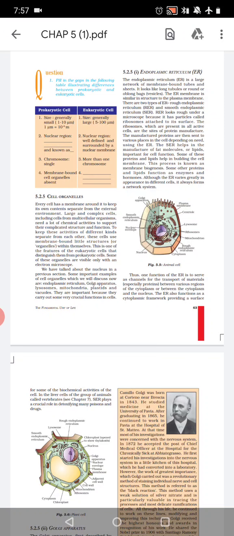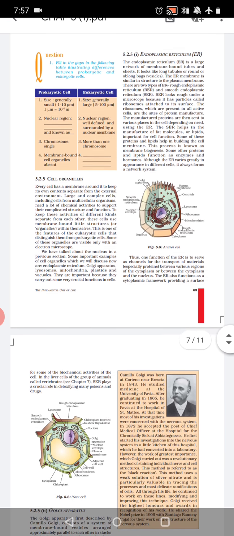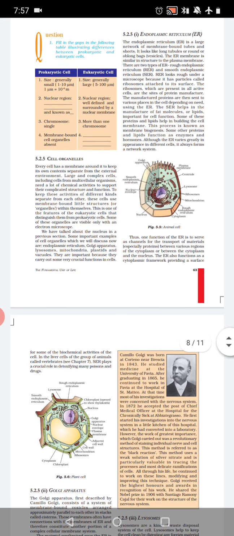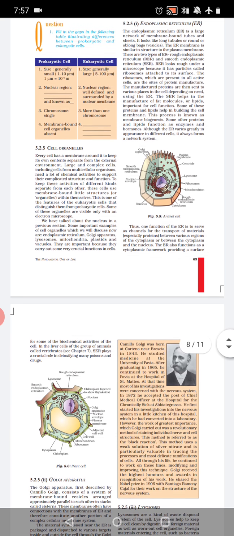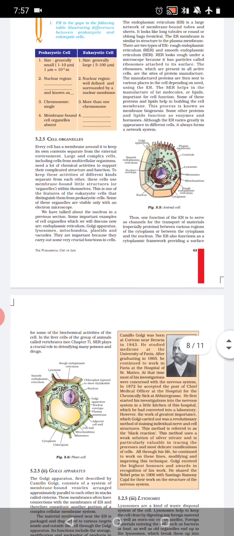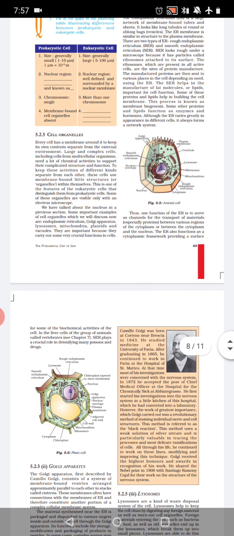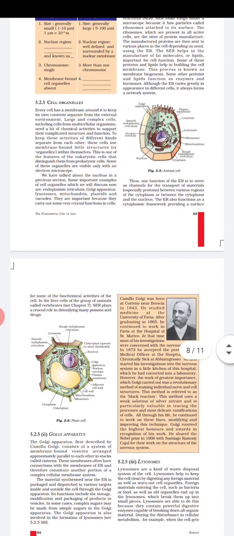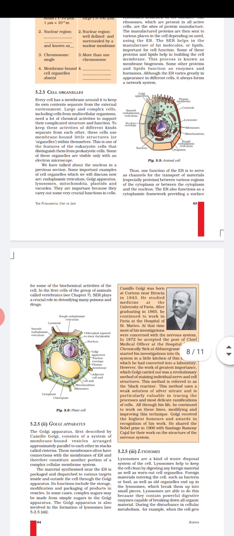Today, we are dealing with the topic cell organelles. Every cell has a membrane around it to keep its content separate from the external environment. Large and complex cells, including cells from multicellular organisms, need a lot of chemical activities to support their complicated structure and functions. To keep these activities of different kinds separate from each other, these cells use membrane-bound little structures within themselves. This is one of the features of eukaryotic cells that distinguish them from prokaryotic cells.